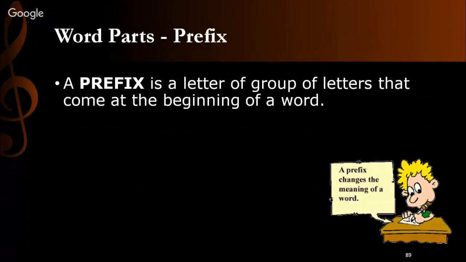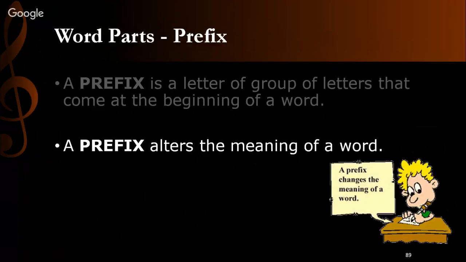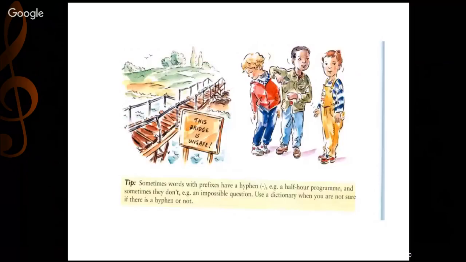A prefix is a letter or group of letters that comes at the beginning of a word. A prefix alters the meaning of a word. Sometimes word prefixes have hyphens. Example: a half-hour program. And sometimes they don't. Example: an impossible question. Use a dictionary when you're not sure if there is a hyphen or not. For some words we put a hyphen after the prefix, and sometimes we don't put a hyphen. So if you have a little doubt about when to put a hyphen after a prefix and when not to, look it up in a dictionary.